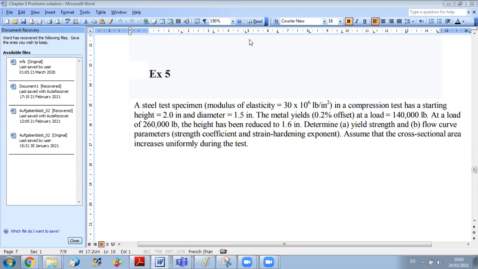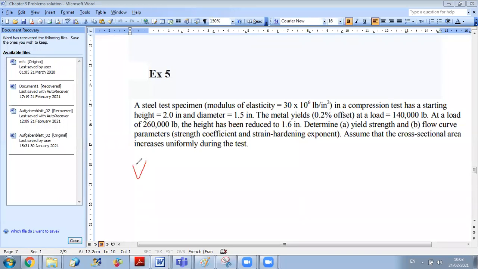So here, first we are in the case of a compression test. In case of compression, we know that the stress and strain are negative. But when we write epsilon compression or sigma compression, we can deal with the absolute value. Now, to start with, we need to find the yield strength. To find the yield strength, we go back to the definition.